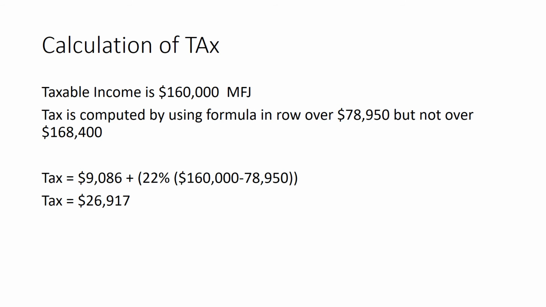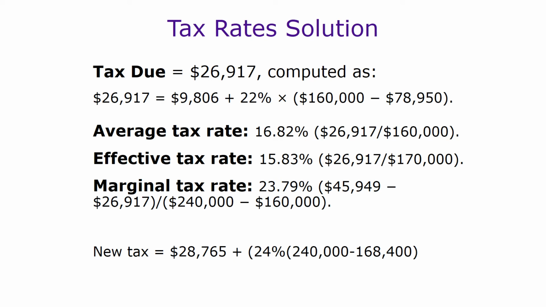Now let's complete it. So there it is again. There's their tax due with the formula. But what's their average tax rate? Remember, that's when you take their tax due divided by their taxable income. Remember, not all 160,000 was taxed at 22%, only the part above 78,950. The first 19,400 was taxed very low at 10%.